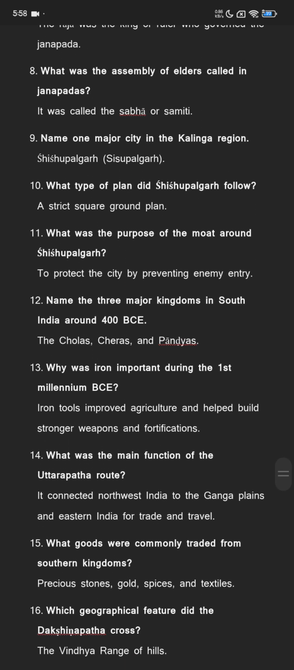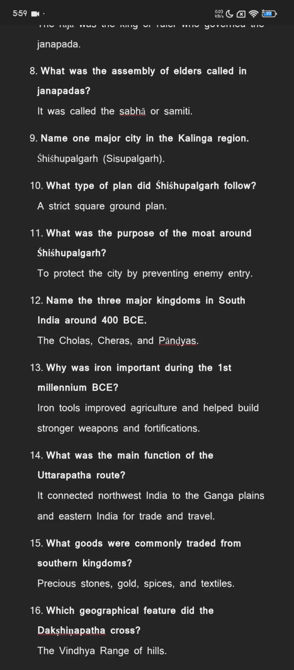Name one major city in the Kalinga region. Shishupalgarh. What type of plan did Shishupalgarh follow? A strict square ground plan. What was the purpose of the moat around Shishupalgarh? To protect the city by preventing enemy entry.